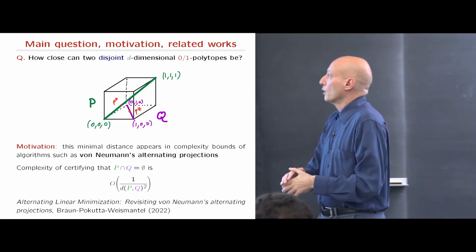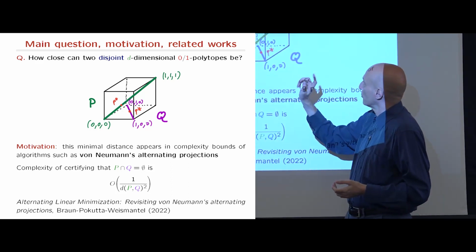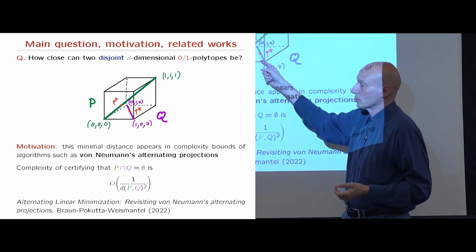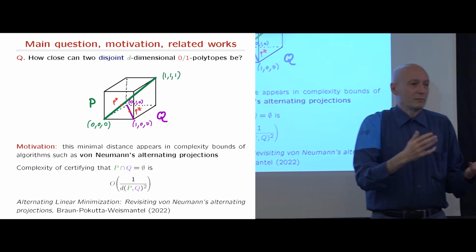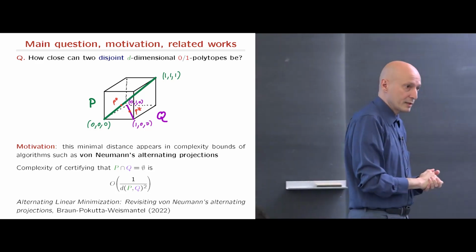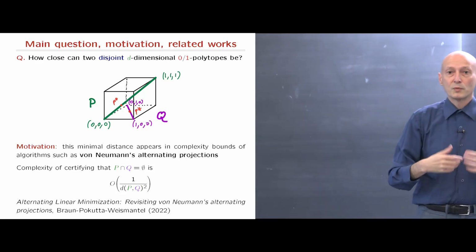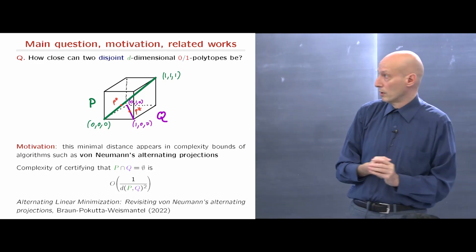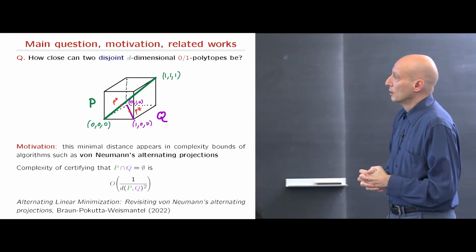Now I could have taken something else as the purple one. I could take this triangle, and I'll get the same score. So we have 2 to the d vertices, and all possible subsets that don't intersect. It's well defined: the minimum distance between all possible pairs of disjoint P and Q.